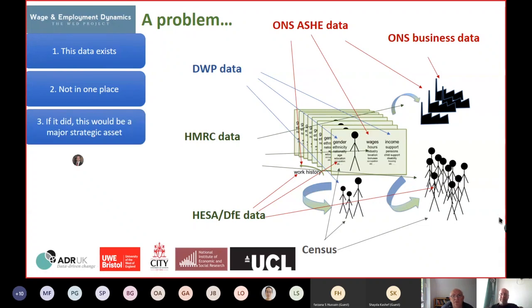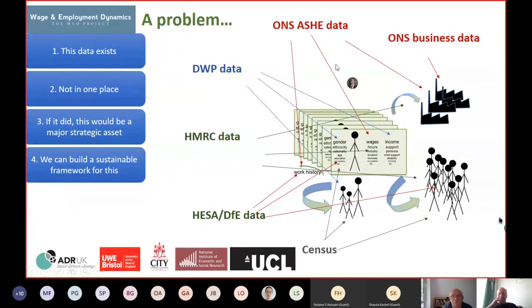Now, clearly, if we could build this, this would be a fantastic strategic resource for the country. In other countries, they are building these sorts of linked employer-employee data sets. We don't have it quite here. And this would go much beyond what's being prepared in other countries and make us much more like some of the countries that, for example, have population registers and can directly link all this stuff. We think we could actually build a sustainable framework for this, particularly focusing around the ASHE data, because that gives us that spine of individuals who we observe over quite a long time.